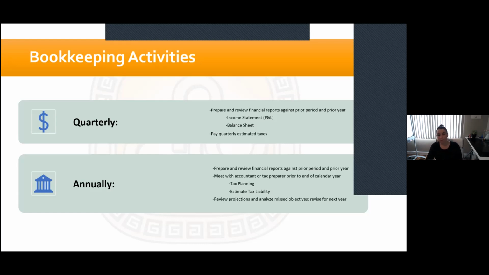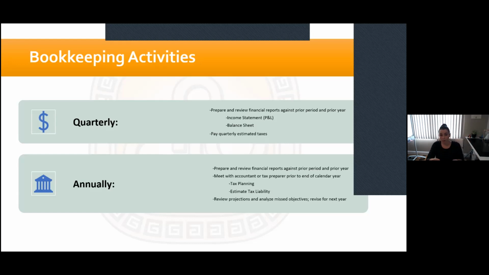You also want to make sure that you pay any quarterly estimated taxes that you might have. If you are a sole proprietor, an LLC, basically if your business is not a corporation, then you want to make sure that you're paying any quarterly estimated taxes that you have, and that's something that your tax preparer should let you know what you need to do for the following year when they do your taxes, because it's based off of your tax liability for the prior year.